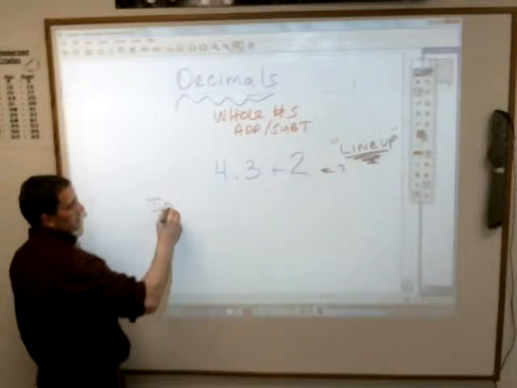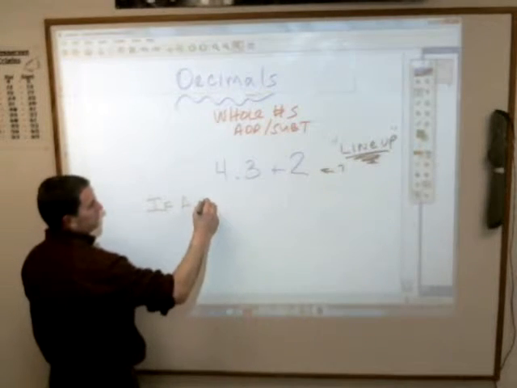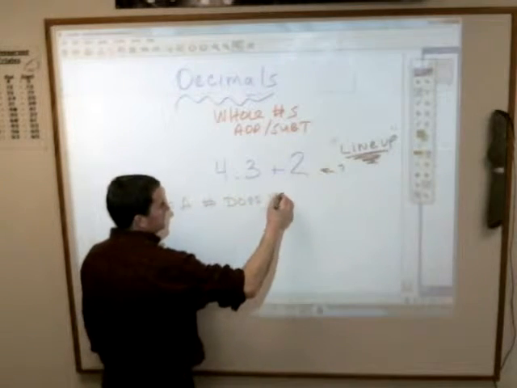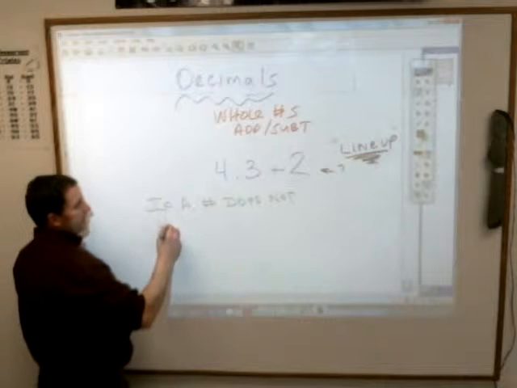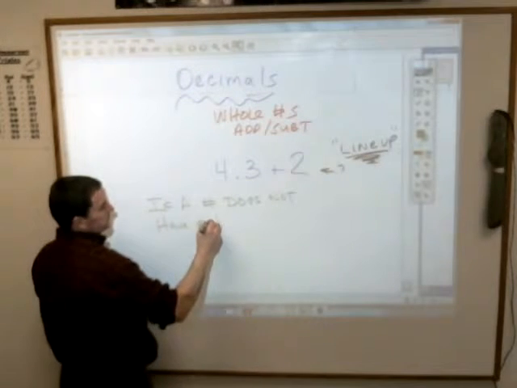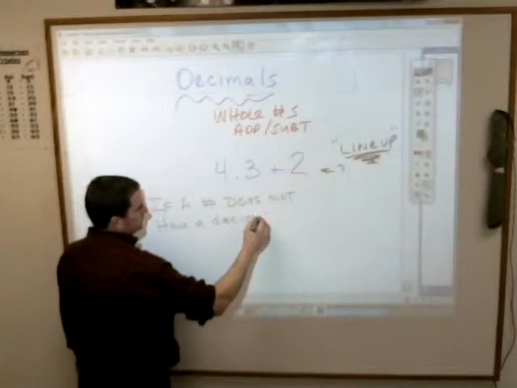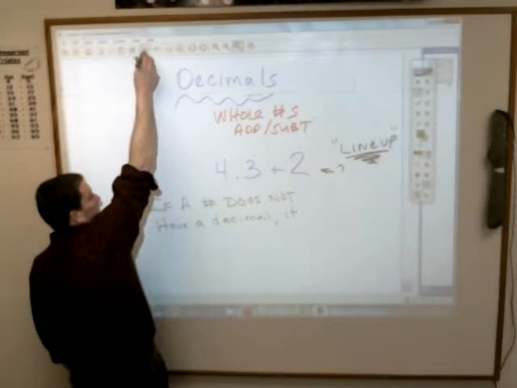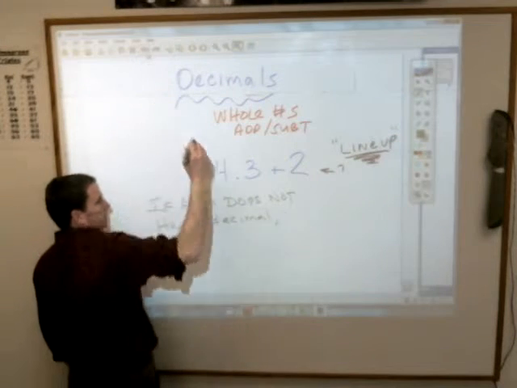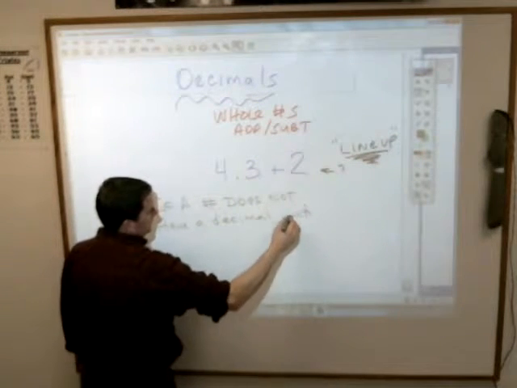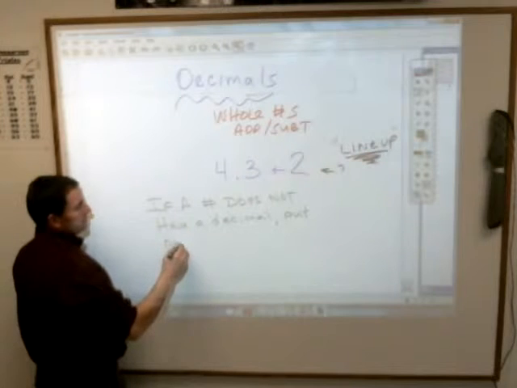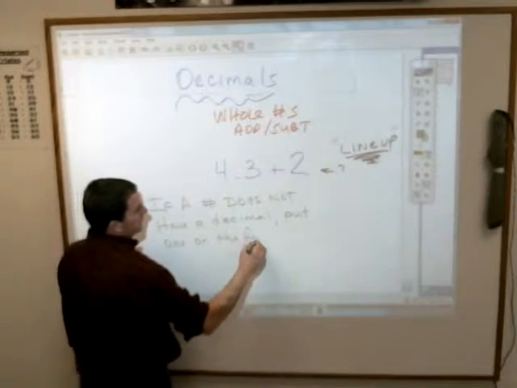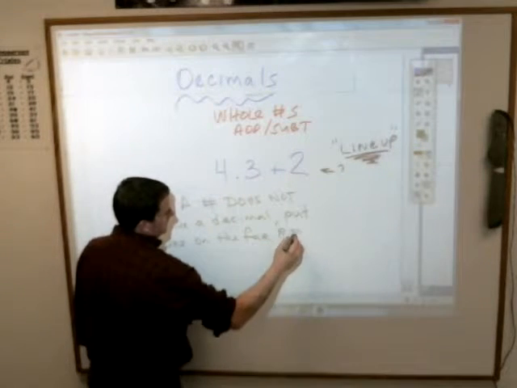If a number does not have a decimal, put one on the far right side.